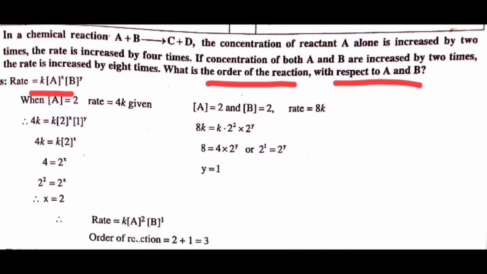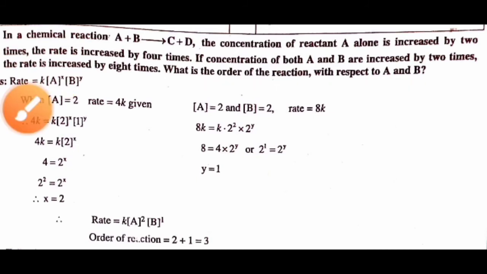So first of all, we can write the rate expression. Rate is equal to K into A to the power of x and B to the power of y. In the first case, if we increase the concentration of A alone by 2 times, then concentration of A is equal to 2. Then rate, they said it is increased by 4 times. So rate is equal to 4K. Then this rate value 4K and A value 2, we are going to substitute in the rate equation. Then we will get 4K is equal to K into 2 to the power of x and B, 1 to the power of y. So B concentration, we can take it as 1. So when you substitute and calculate, you will get the x value 2.